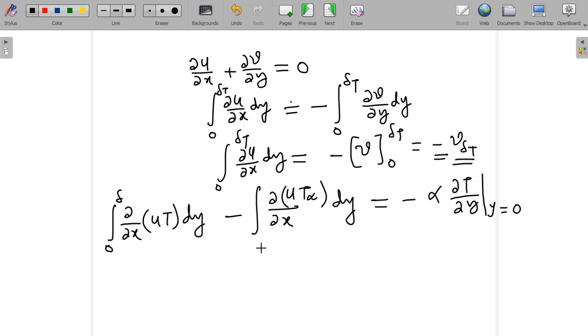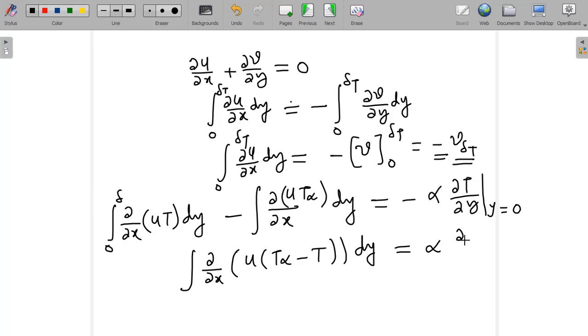Now from here what we can write, we can club these two into a single integration, that means integration of del x of, we can put this quantity first and then this quantity, then this negative will be gone, so you can write this as u into (T infinity minus T) dy, and that is equal to alpha into del T del y at y is equal to 0. And this integration limit is 0 to delta t.